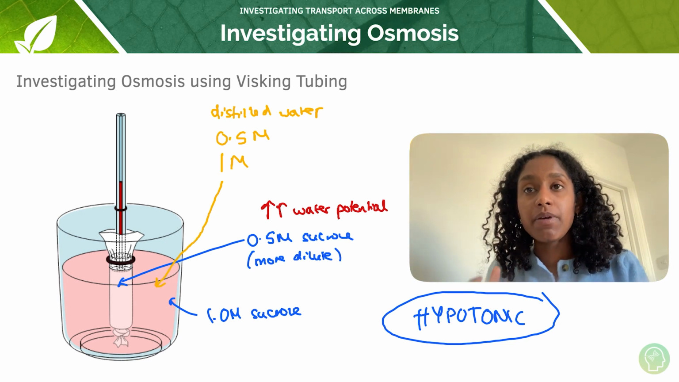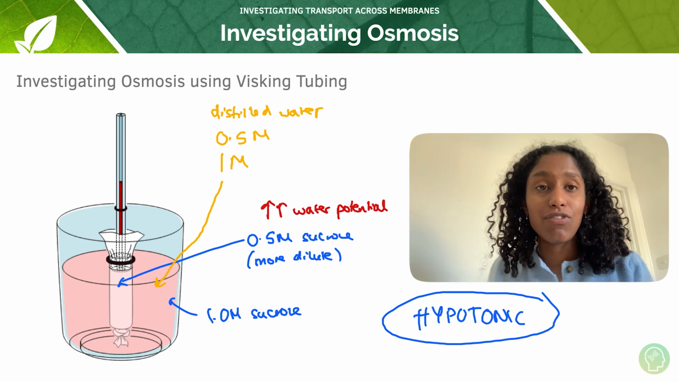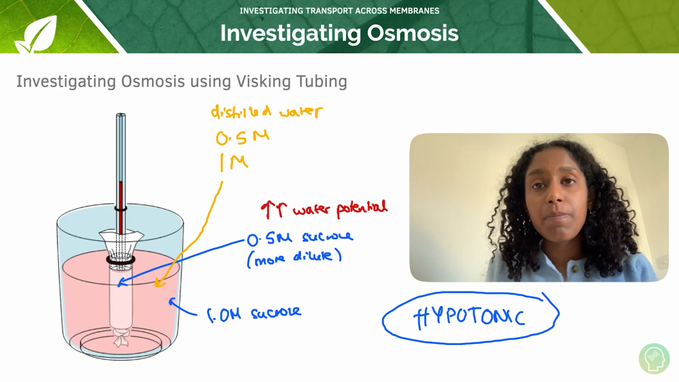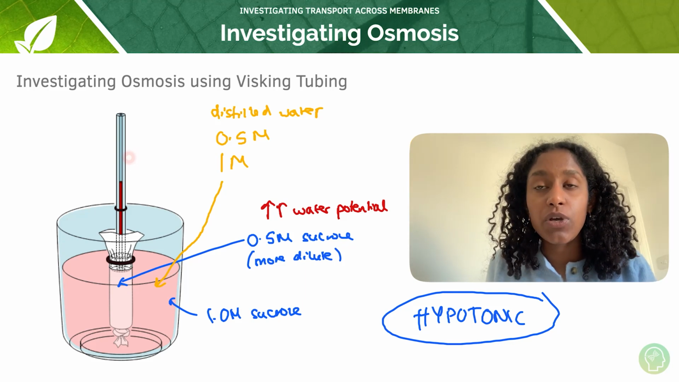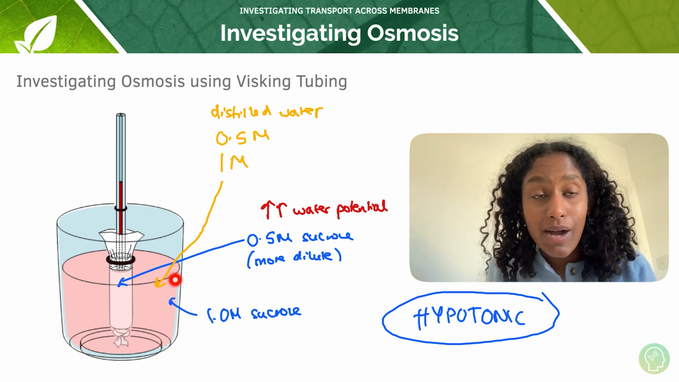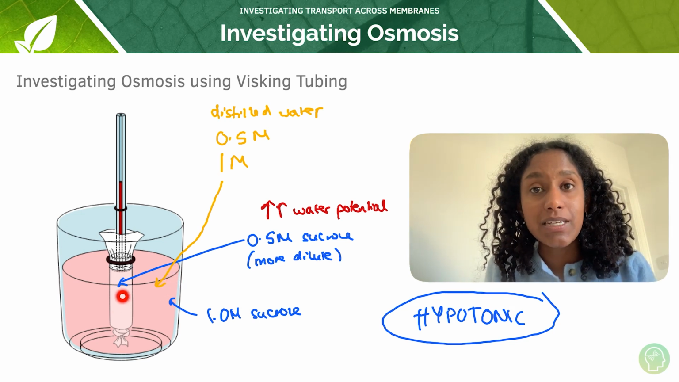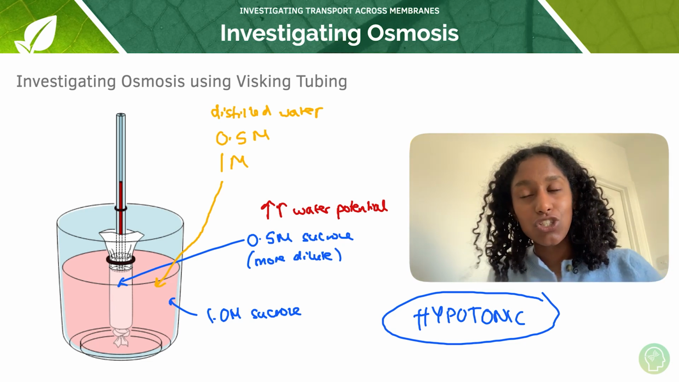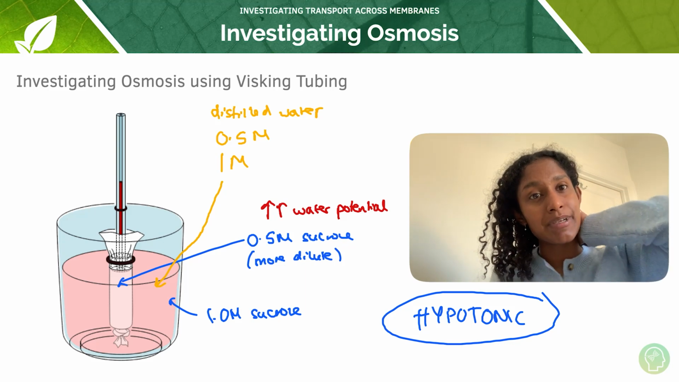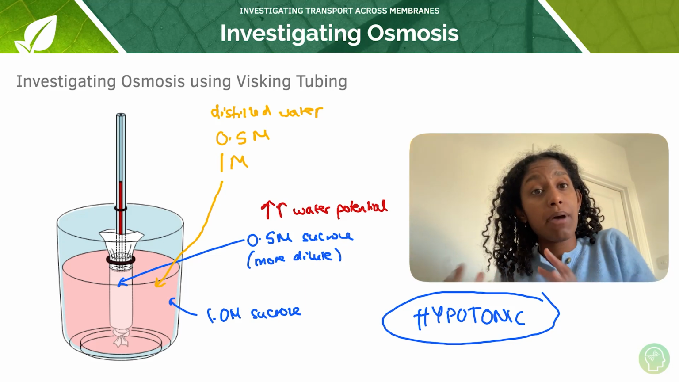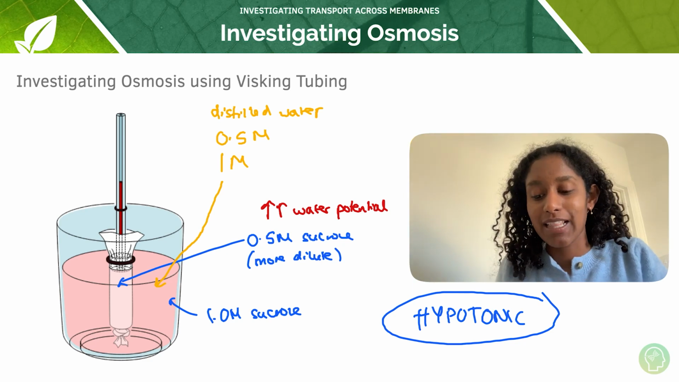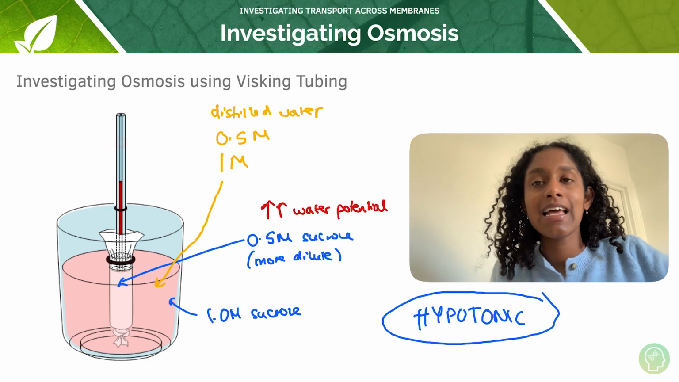And essentially what we're doing is we're looking at how that influences osmosis and the movement of water in and out of the tubing. If our capillary tube level increases, that means we've had water move in from an area of higher water potential outside the tubing into an area of lower water potential inside the tubing. There's a net movement of water into the Visking tubing. Remember that really key word, net, because at the end of the day, water molecules are moving in both directions, but most of them are moving into the Visking tubing, causing that capillary tube level to rise.